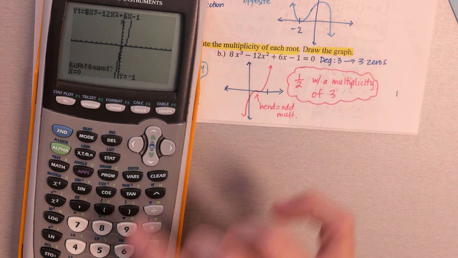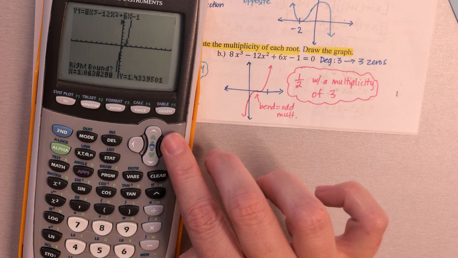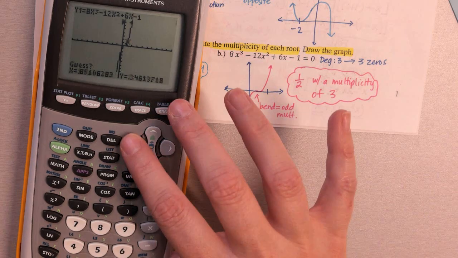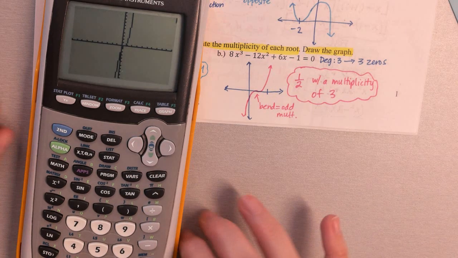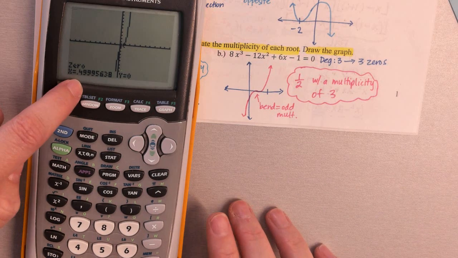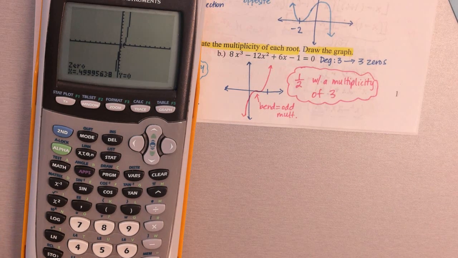I think even here is fine. And then go a couple to the right. So get above the axis and then try to get right on the axis. Okay, and that's going to round up to 0.5. So it's 1/2 of the multiplicity of 3 because there are 3 zeros.